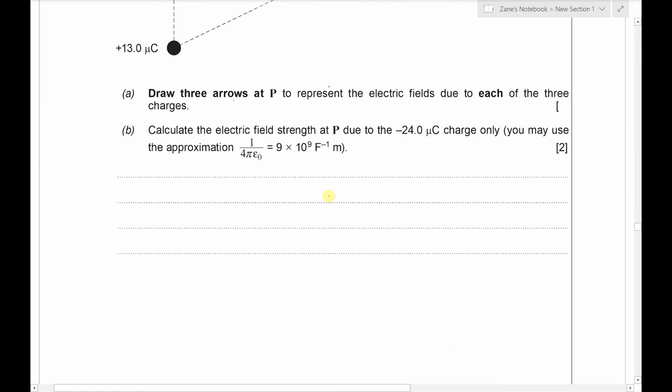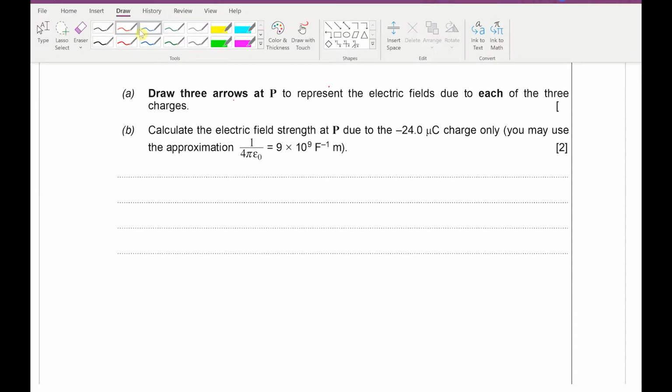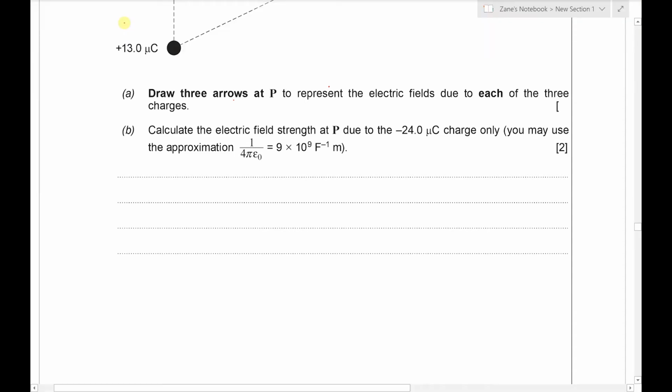Next we've got to calculate the electric field strength at P due to the minus 24 microcoulomb charge only, and we can use the approximation that 1 over 4 pi epsilon naught is 9 times 10 to the 9. So the formula for electric field strength is 1 over 4 pi epsilon naught Q over R squared.